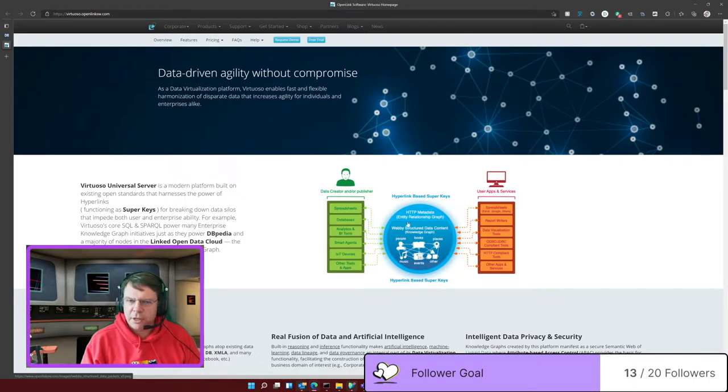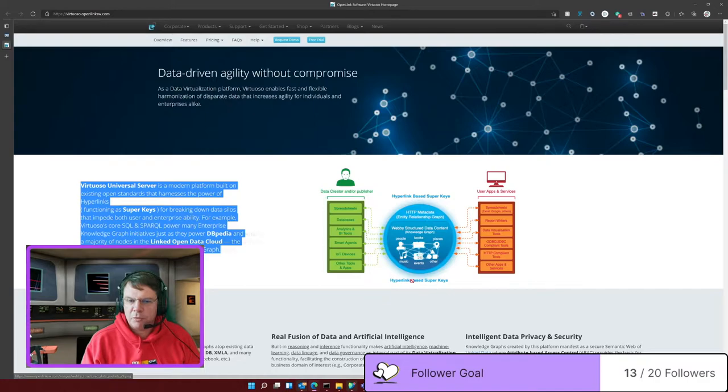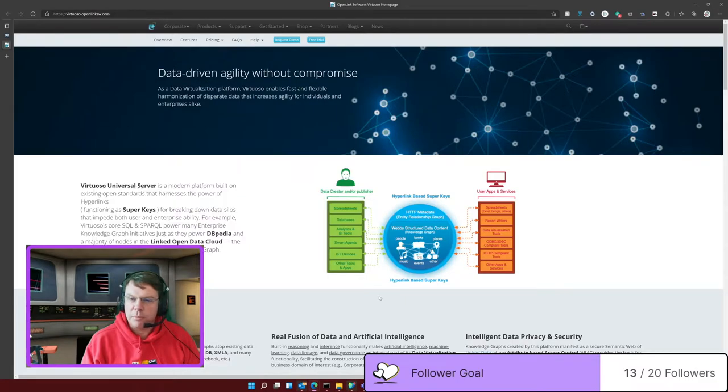Although this really isn't that, as I'm looking at, right? This is just sort of saying I've got a thing, and it's hyperlink-based super keys. There's so much marketing speak in hyperlink-based super keys. It really is turning me off. It feels so not real. Let's see what they're saying here.